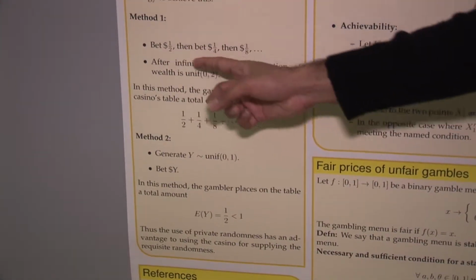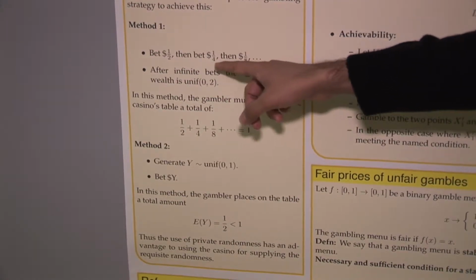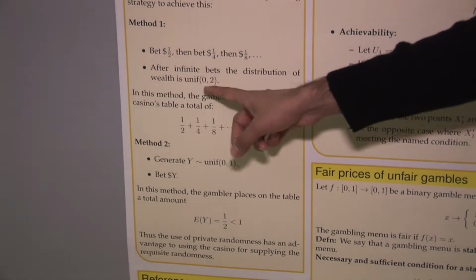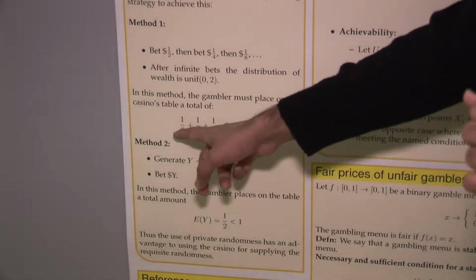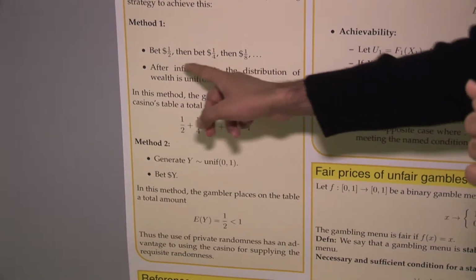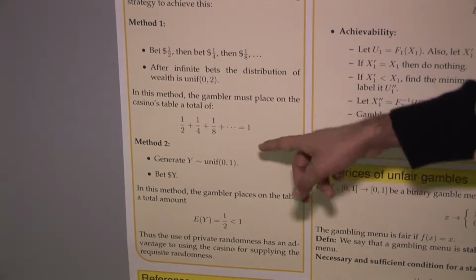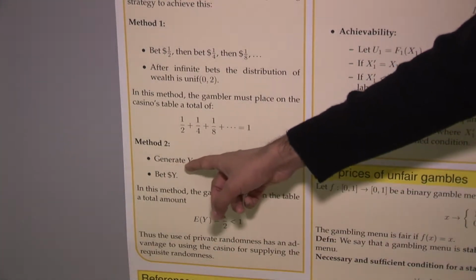In method 1, we use only physical gambles. We first bet $1/2, then 1/4, then 1/8, and so on. And in the end, we have a distribution which is uniform between 0 and 2. And we have placed on the table a total of 1/2 plus 1/4 plus 1/8 and so on, which sums to $1.